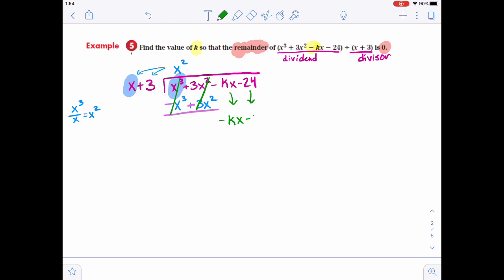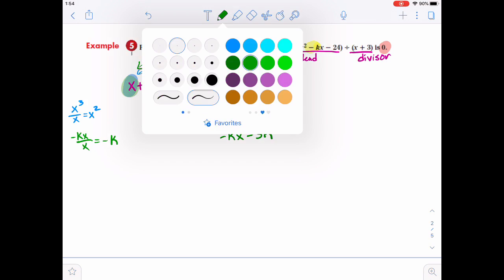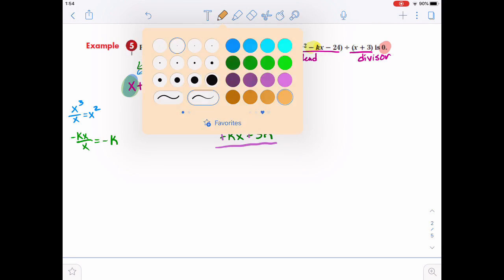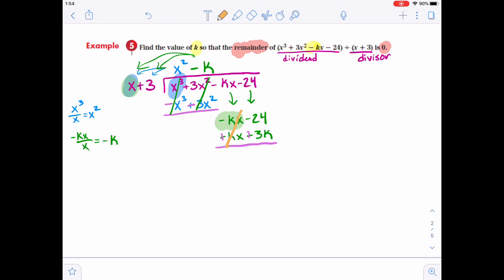Negative kx minus 24. And we're looking at our first terms, negative kx and x. Negative kx divided by x is just negative k, so that's what goes on top. Multiply. Negative kx, and then we get negative 3k. Change the signs, plus, plus. Change the signs because we're subtracting. Combine like terms, cancel. Here we get 3k minus 24.